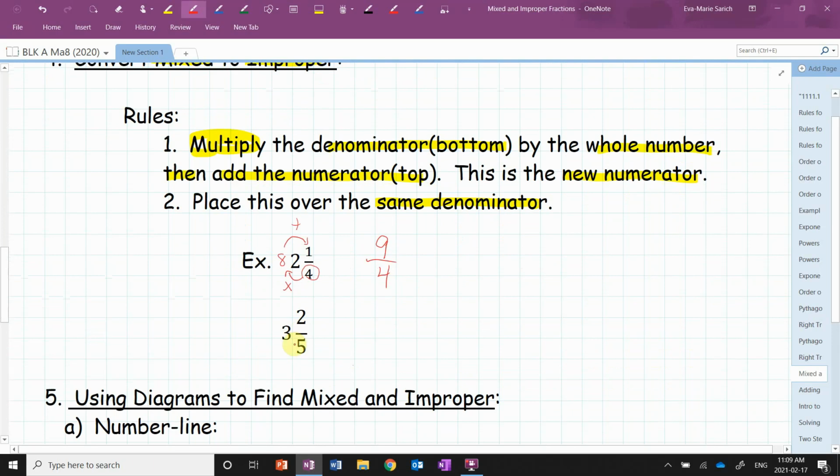Let's try another one. Start at the bottom and work our way to the whole number. We're going to multiply and then we're going to add. So remember, 5 times 3 gives you 15. And then add 15 plus 2 gives you 17. That becomes your top number over the same denominator. Those are equal to each other, just converted.